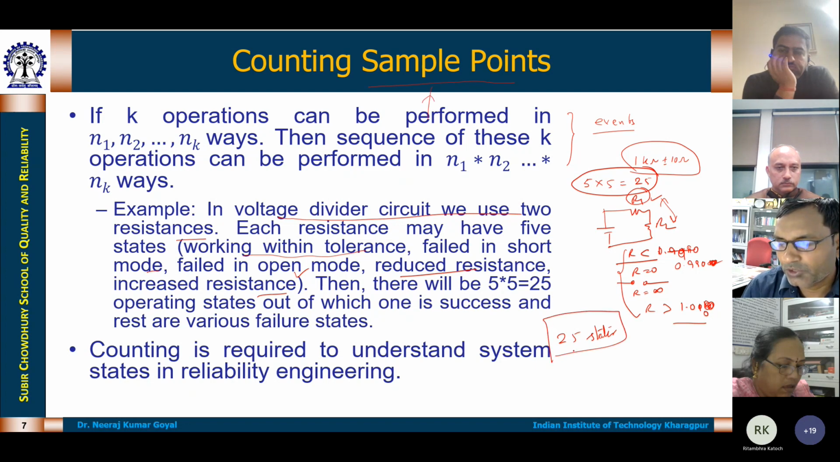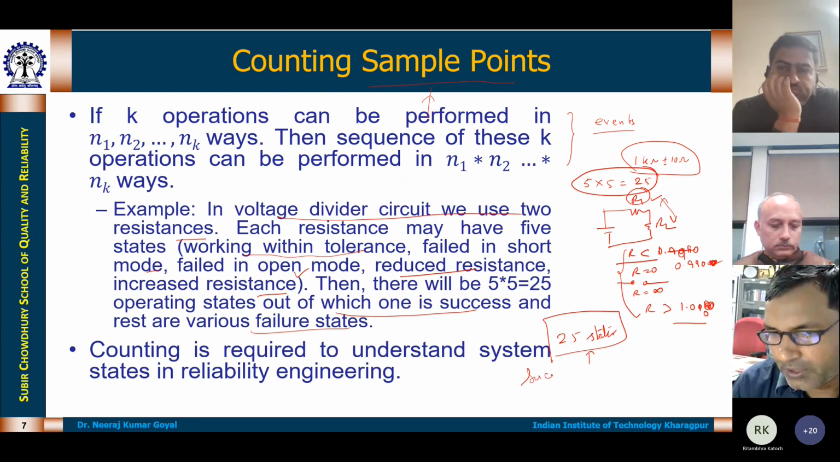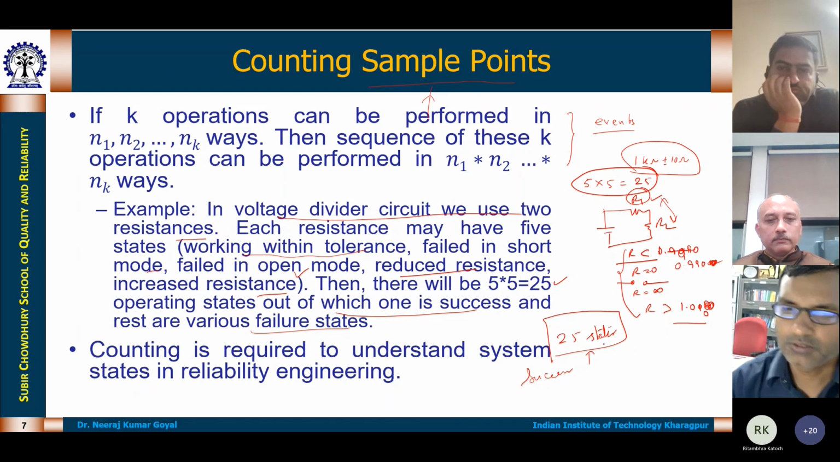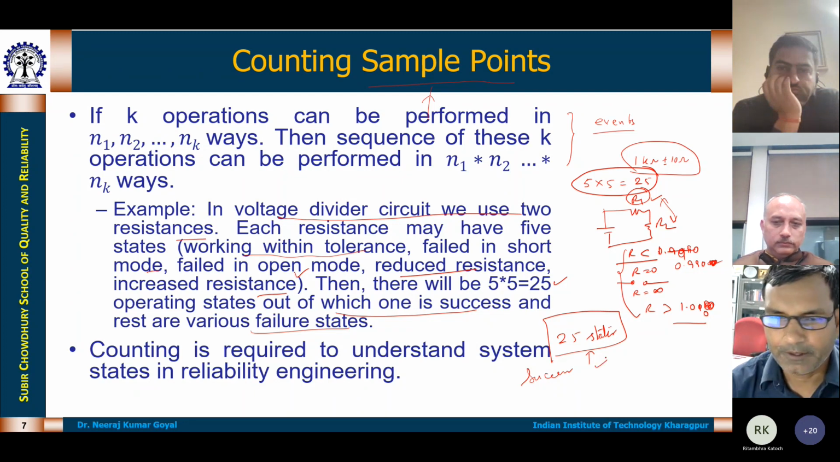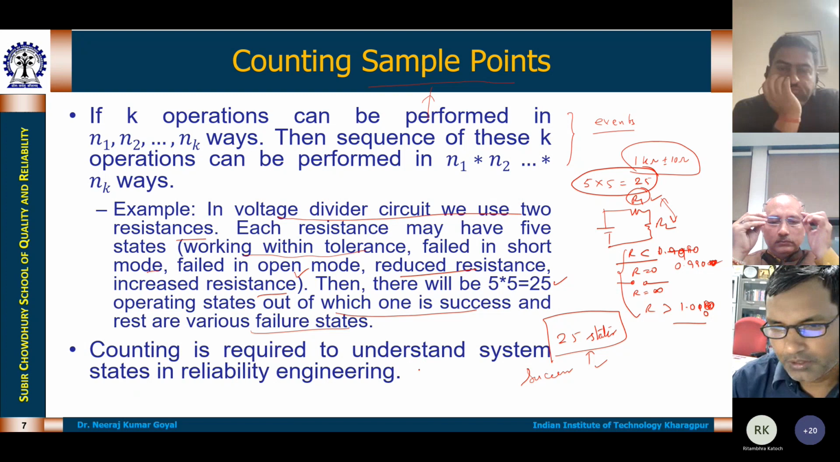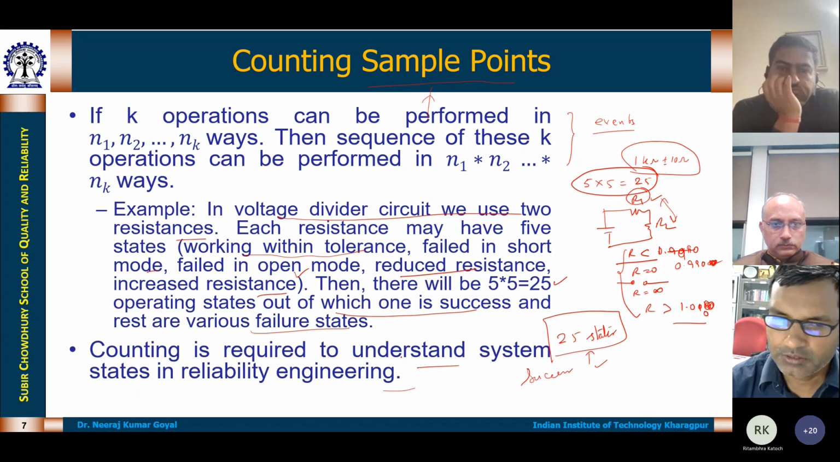Now, out of these 25 possibilities, we have to identify which are the success states and which are the failure states. When I say this is a success state, I have to club all these 25 combinations and find out in which combinations the system is considered to be working, so reliable, and in which combinations the system is not working, which will be called unreliable or failure state. So whenever we are discussing system states, some way of counting is required.